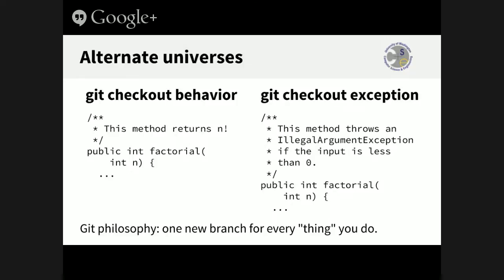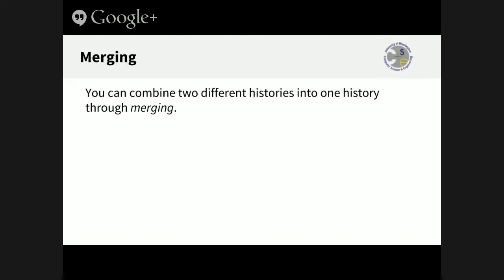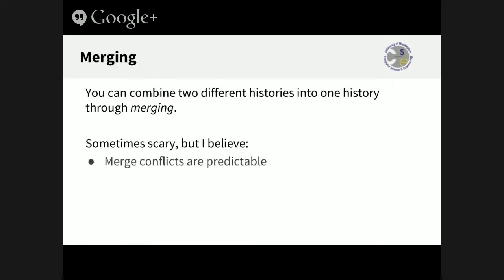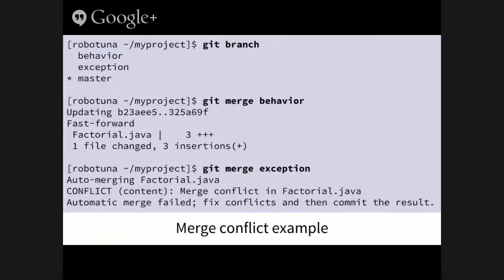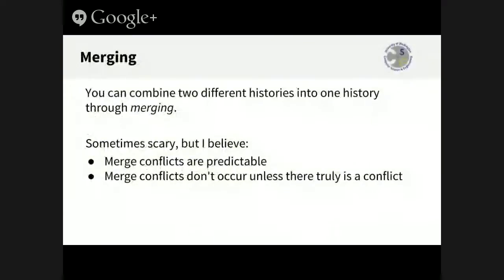So okay, you create new branches. Now let's talk about merging. You've created an alternate universe, and now you're satisfied with the outcome of it. Okay, so let's talk about merge conflicts and merging. This is one thing that I think some people are a bit afraid of, but actually you can kind of predict when a merge conflict is going to occur, and they're also not that bad to fix once you actually deal with them.